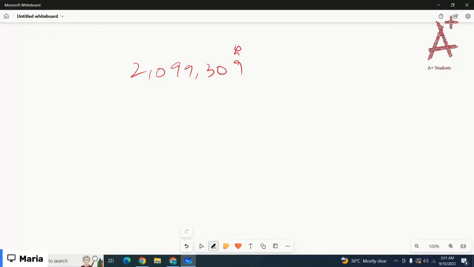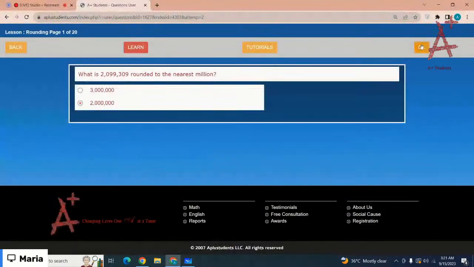So that is ones, 10, 100, 1,000, 10,000, 100,000, and million. 2 is at the millions position, right? On the right hand side of the 2 you have 0. 0 is less than 5. That means you have to round on the same million. It would be rounded off to 2 million, right? So the correct option is 2 million.